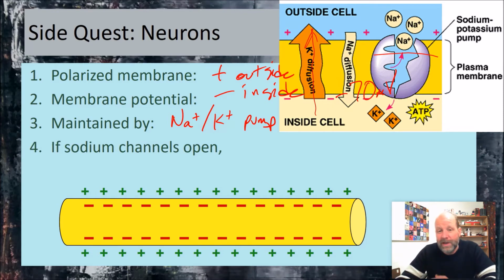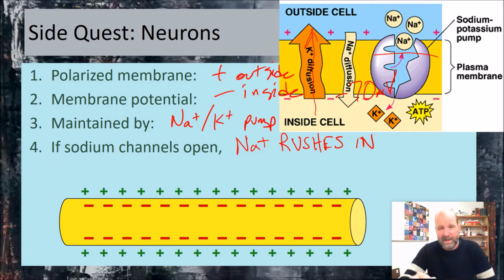So if sodium channels open, first of all, we're pumping a lot of sodium out there, so the sodium wants to come back in. If I open a channel, it wants to come back in because of its concentration gradient. But it also wants to come back in because of that membrane potential. It's very positive outside, and sodium is positive, so it wants to come back in to where it's negative to try and neutralize that charge and just to be with more negatives, right? It's an attraction thing. So sodium rushes in.